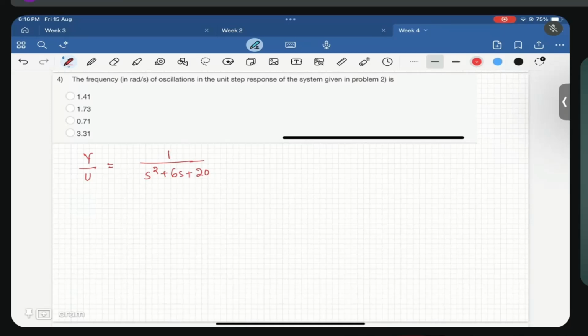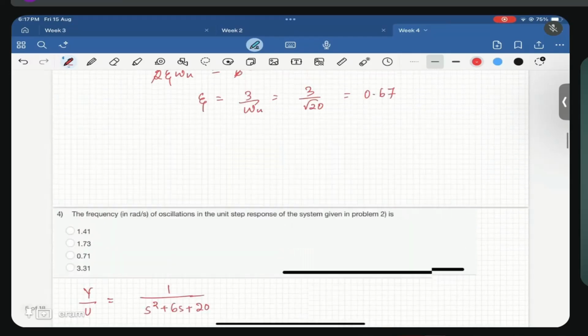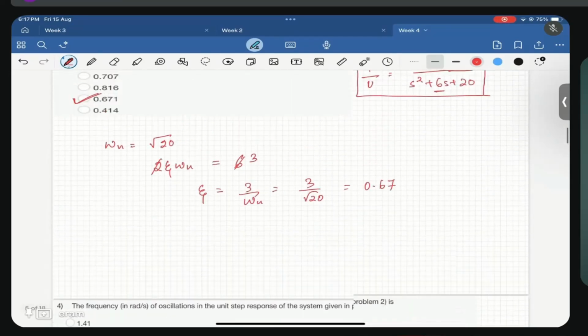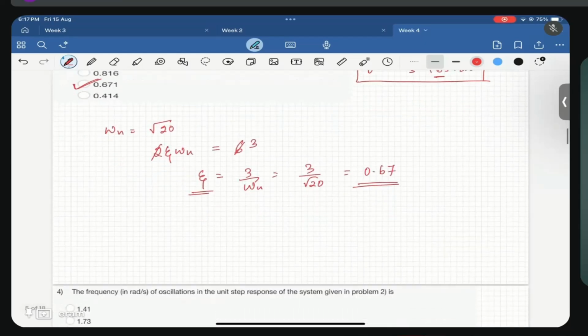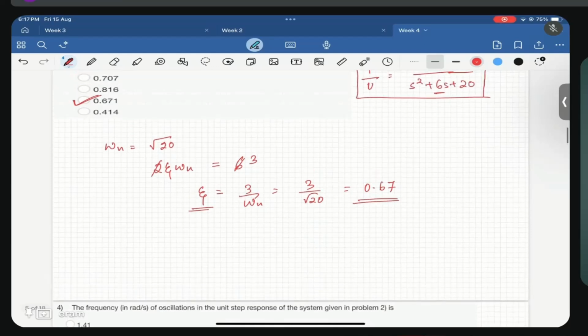Okay, how to solve this question? For this one, we just have calculated the value of damping ratio zeta, right? And we got 0.67. So can you identify which type of system it is? Underdamped, overdamped, critically damped?